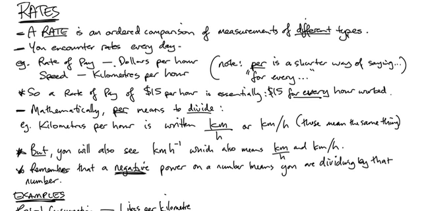Mathematically, per means to divide something, alright? So kilometers per hour is written as km divided by h. The per stands for that division sign, or km per h with the division sign written like that on the same line instead of one on top of the other. These both mean the same thing. Those are both divisions, okay?